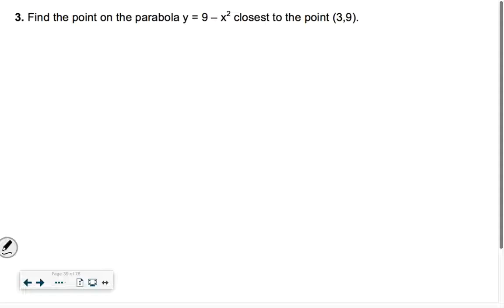All right. So the next one looks so easy, doesn't it? It says find the point on the parabola y equals 9 minus x squared closest to the point 3, 9. It's not. These are like the hardest ones. So we're going to draw it out. We're going to think about it.